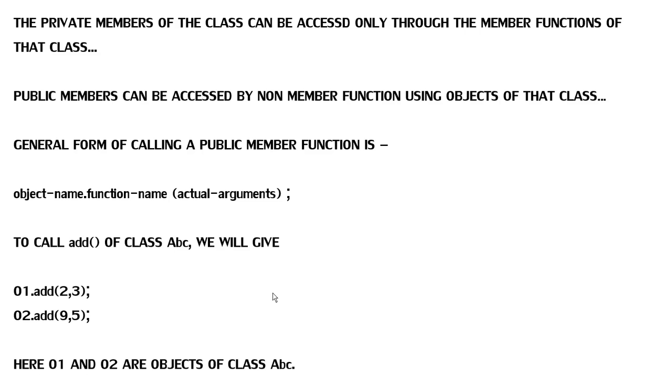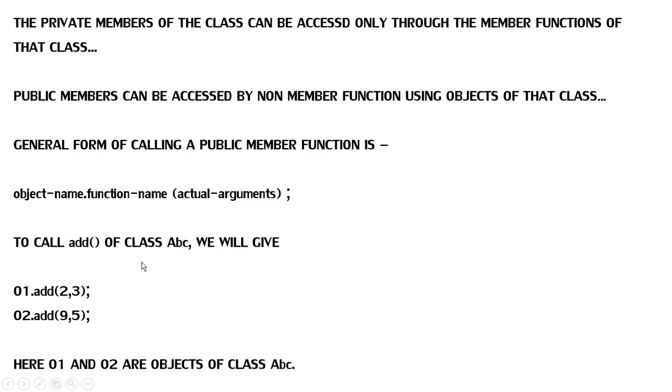Now in order to use public members of the class, it's very simple. Just use the objects to use public members of the class. So the general form is here. You can see the syntax is here. Just write the object name first, then give dot, then write the function name, and then give the actual parameters that you want to send to the function.